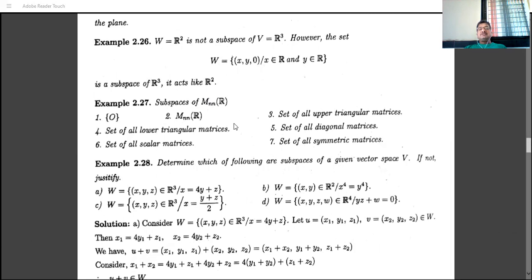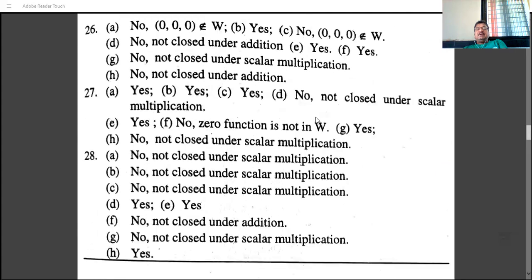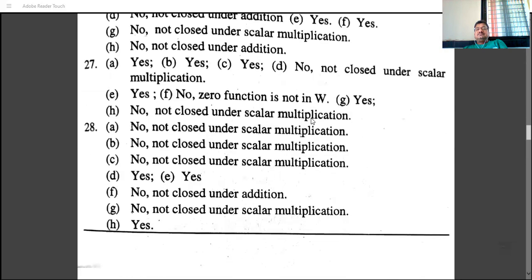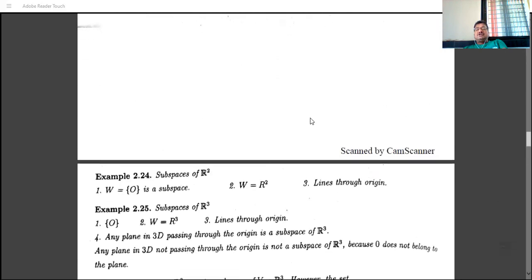So these are the obvious subspaces. Set of all upper triangular matrices. Instead of n by n, we take for convenience 2 by 2 over R. So what is the set of all upper triangular matrices? It is the set of matrices whose elements above the diagonal are non-zero and below the diagonal are 0.